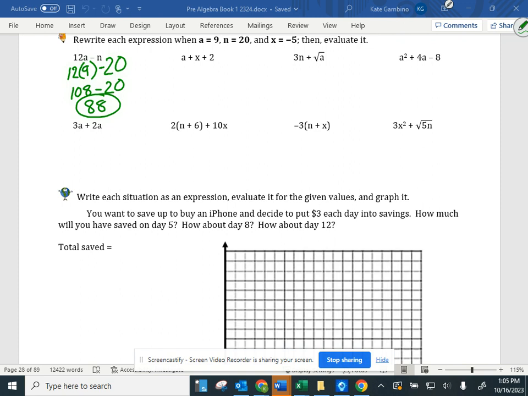Let's look at our next one. A plus x plus 2. So A is 9 plus -5 plus 2. I'm putting that -5 in parentheses so I can see that it's a negative number. And it's not plus minus 5, that's confusing. It's plus negative 5. So 9 plus negative 5 would be what? Well, 4 plus 2. 4 plus 2 gives me my 6.